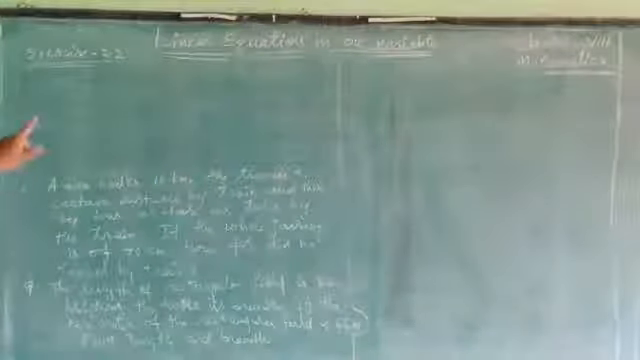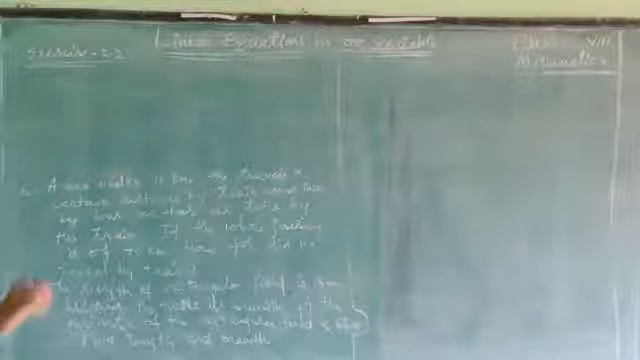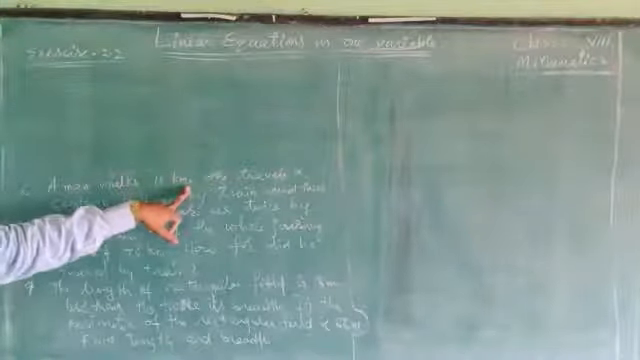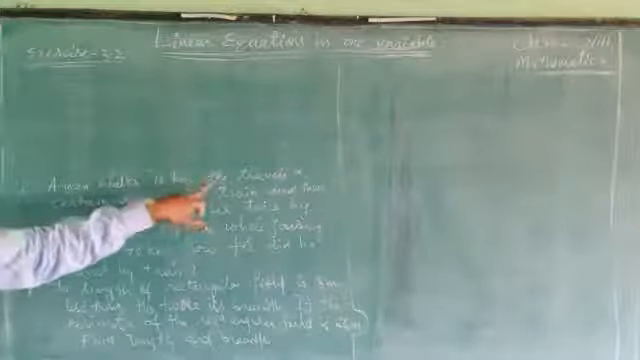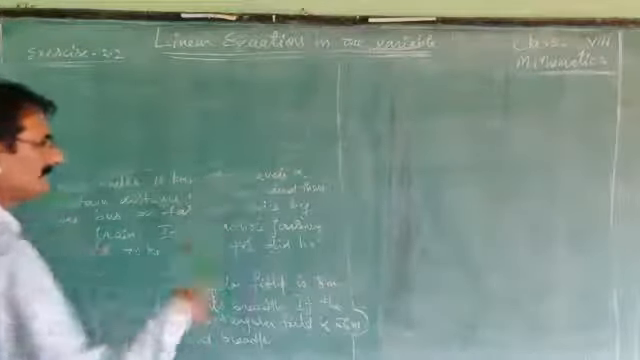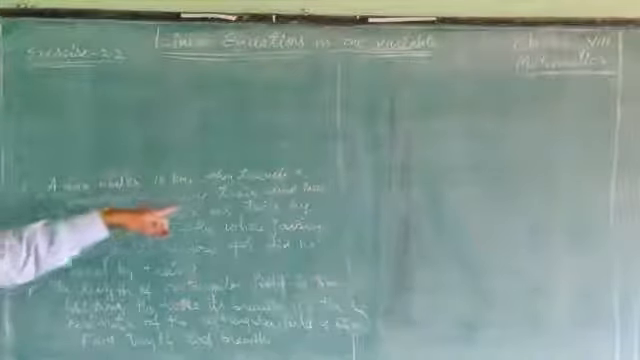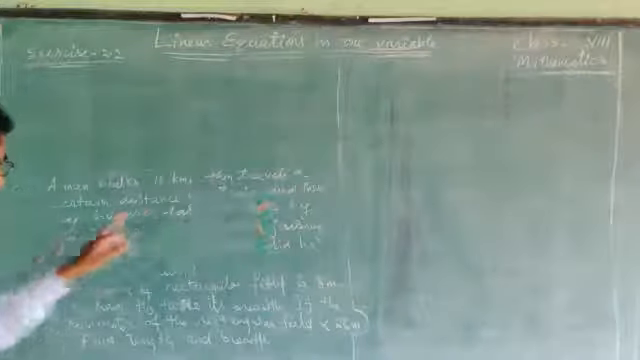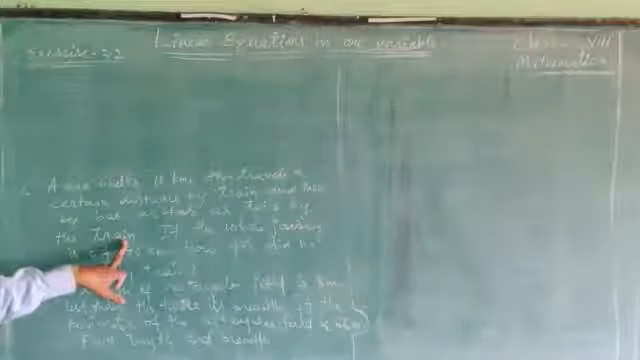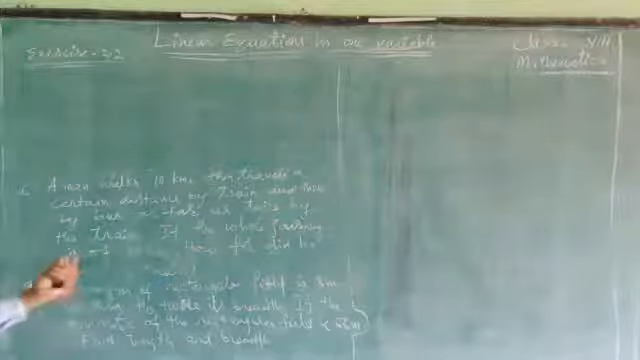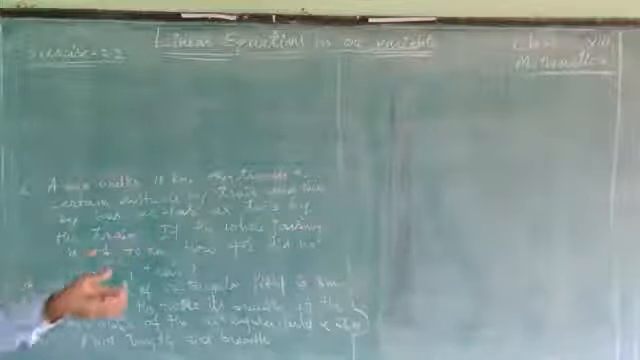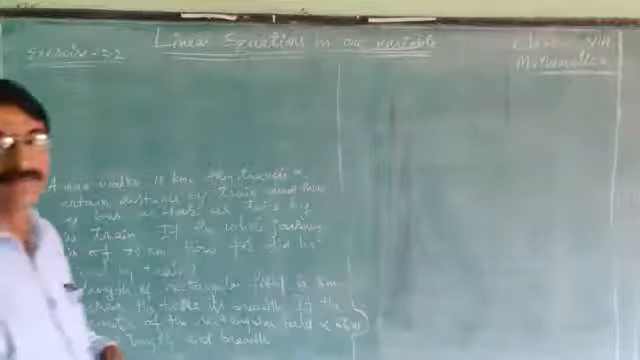The exercise 2.2. A man walks 10 kilometers, then travels a certain distance by train and then by bus as far as twice by the train. If the whole journey is of 70 kilometers, how far did he travel by train?